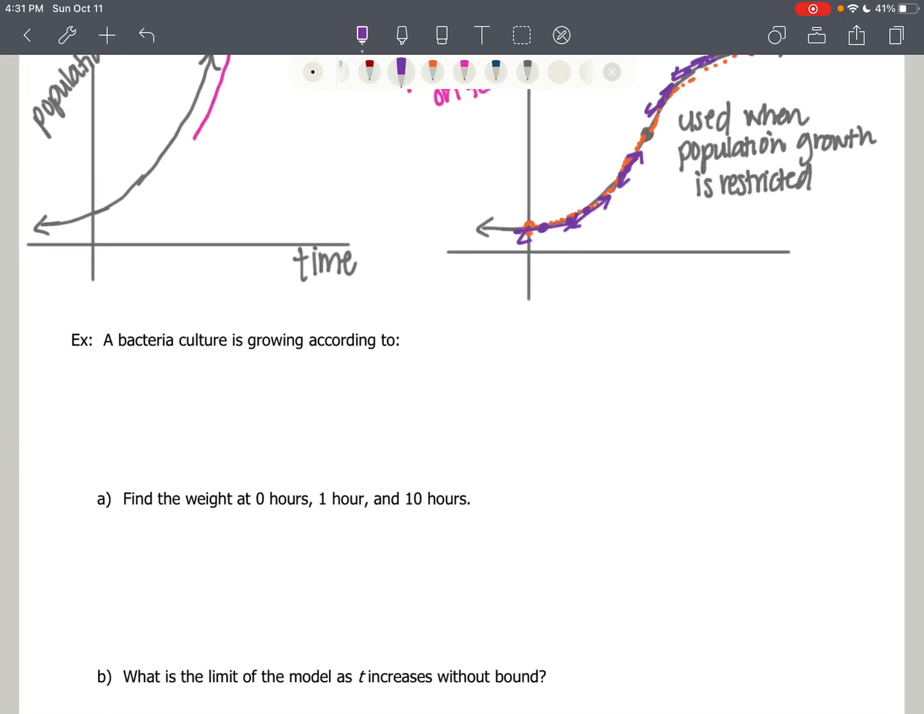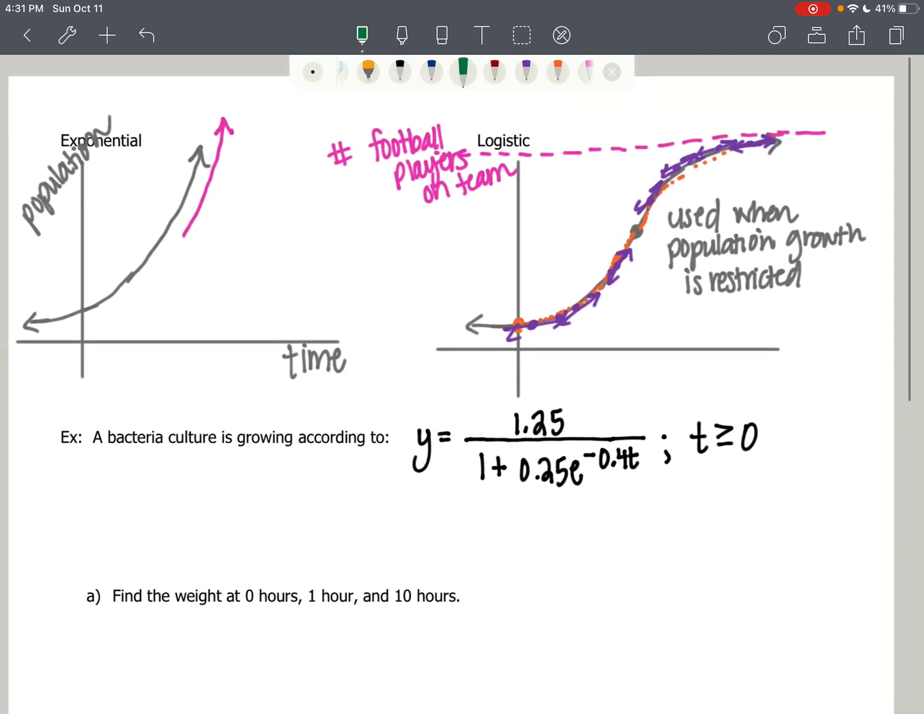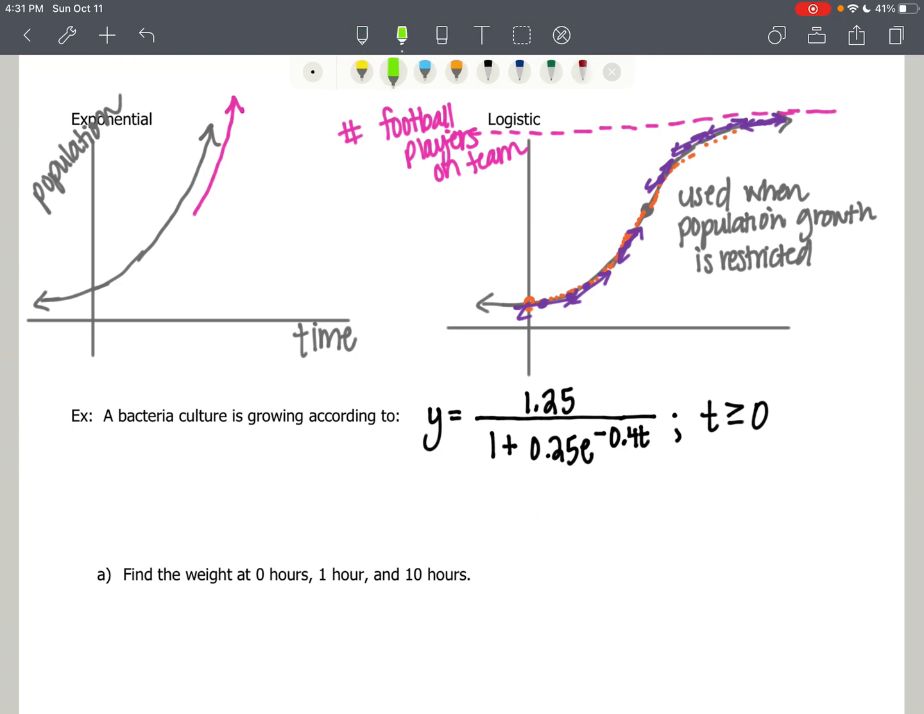Let's talk about bacteria culture. It's growing according to this equation, y equals 1.25 over 1 plus 0.25 e raised to the -0.4 t power, where t is greater than or equal to 0. So this model right here is our logistic model. So I'm going to highlight that so I don't have to rewrite the whole thing. This is a logistic model.